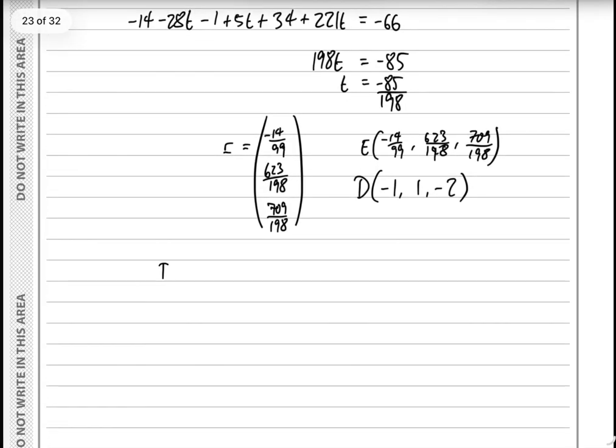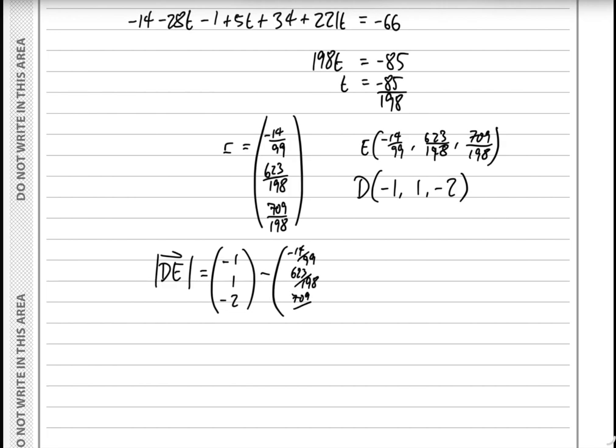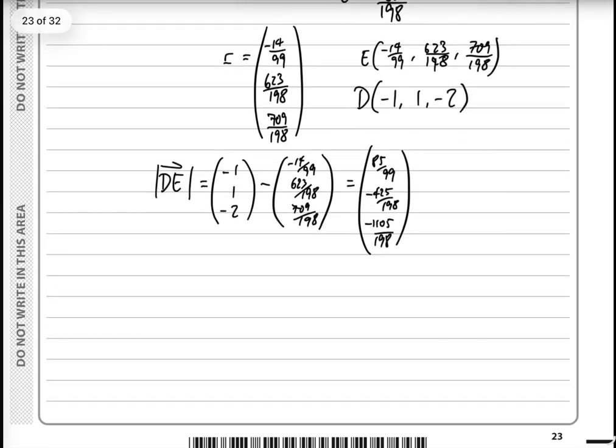So to get the distance dE, we want the magnitude of this vector. So minus 1, 1, minus 2, minus minus 14 over 99, 623 over 198, 709 over 198, which gives 85 over 99, minus 425 over 198, minus 1105 over 198. I hope these numbers work out because this is not looking nice. So it's the magnitude of this.